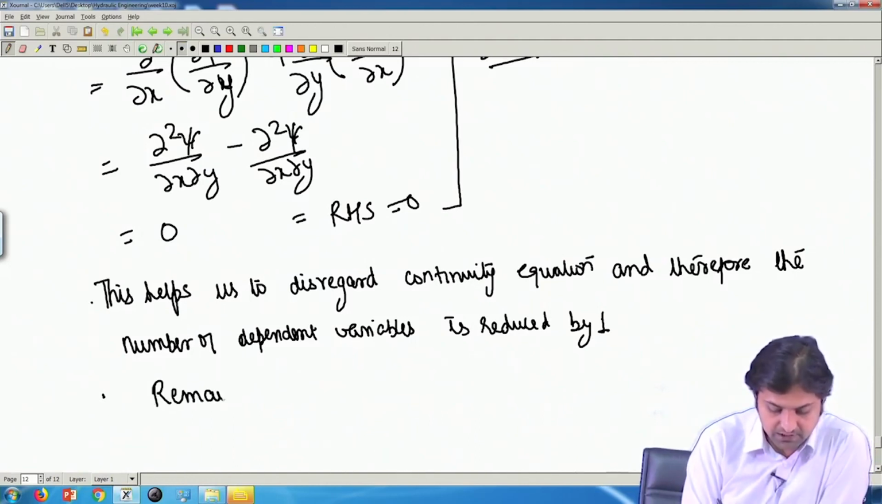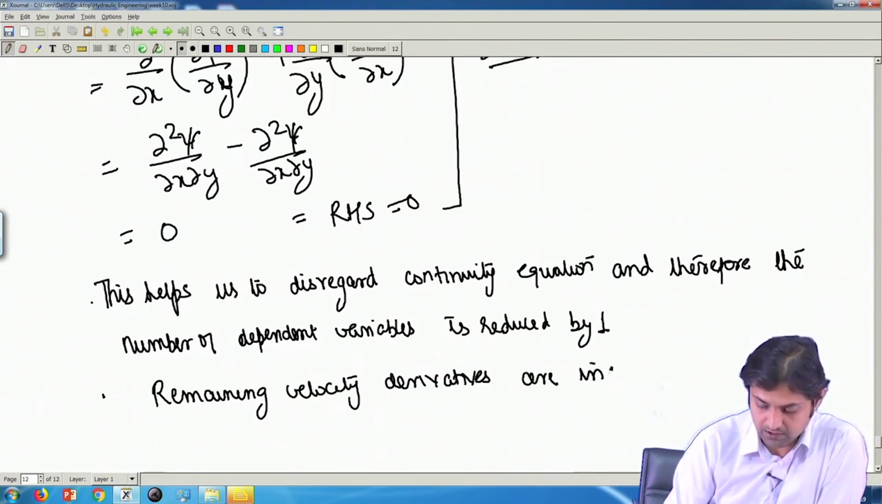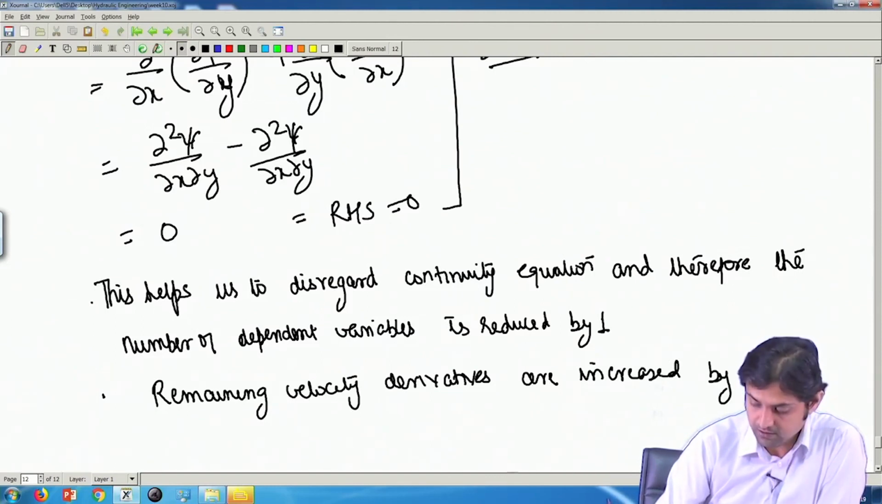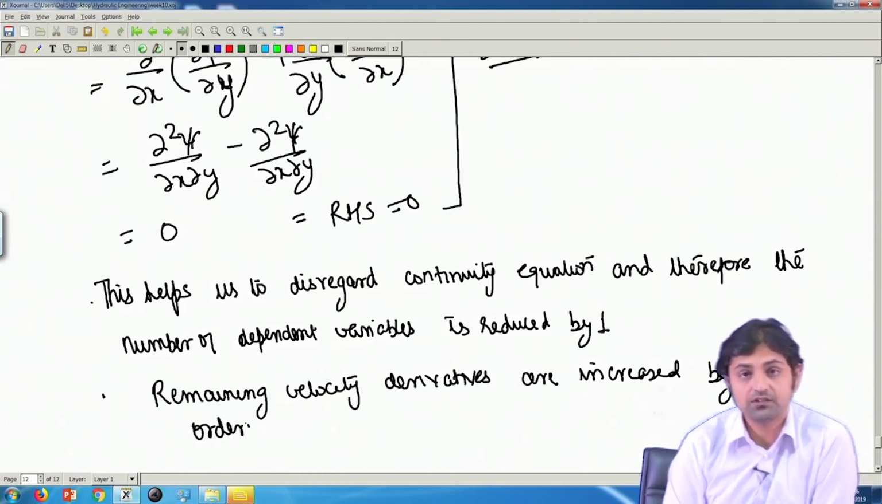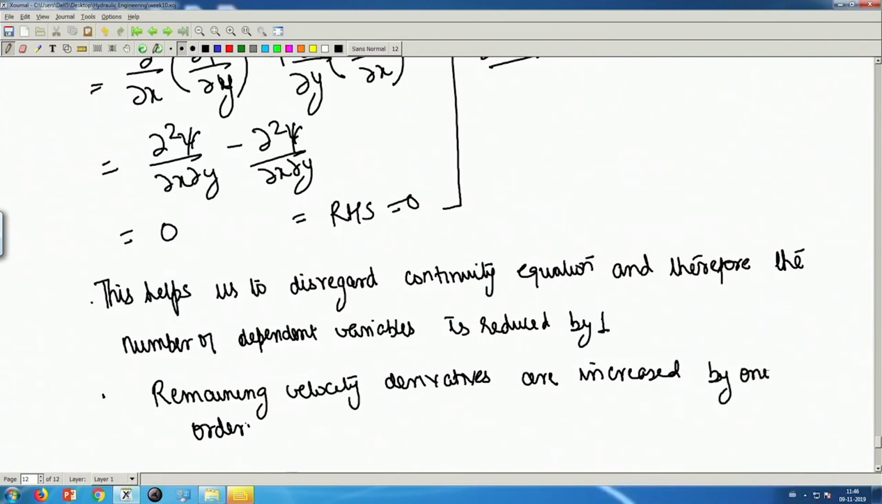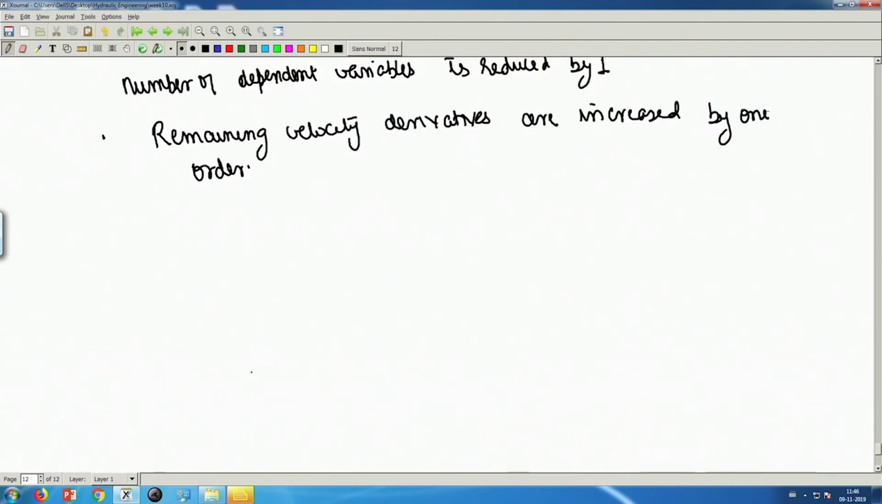The disadvantage is that the remaining velocity derivatives are increased by 1 order, because as you see this is del square term. So therefore this is one of the disadvantages, but on the other hand the advantage is that the number of dependent variables is reduced by 1.